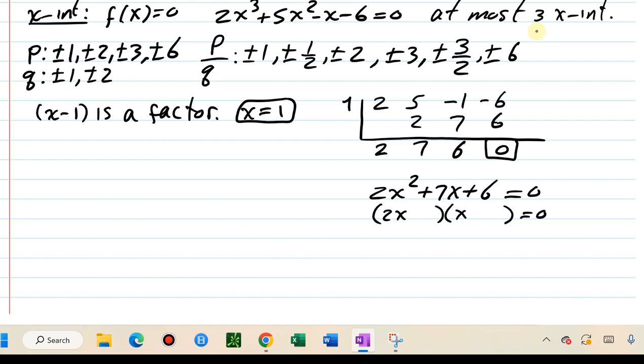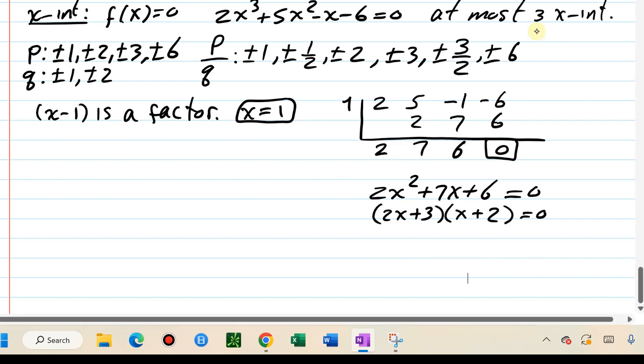Now for this one, 2x, everything is positive in this expression, so I'm just going to go plus 3, plus 2. I'm thinking FOIL here, so that gives me 2x squared. That's the F. The O gives me 4x. The I gives me 3x. That's 7x. Good. And the last is 3 by 2, 6. Perfect. It looks like this is going to work. So I'm going to stay with that one.